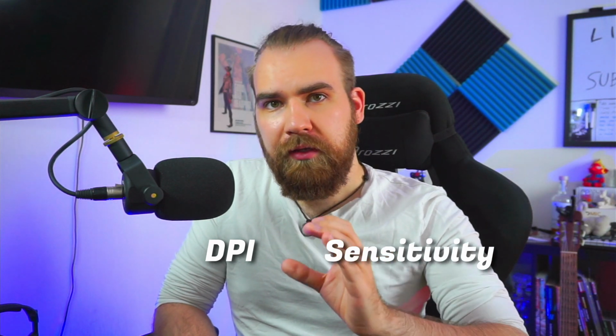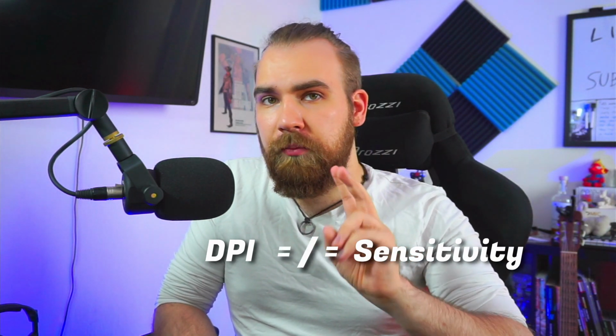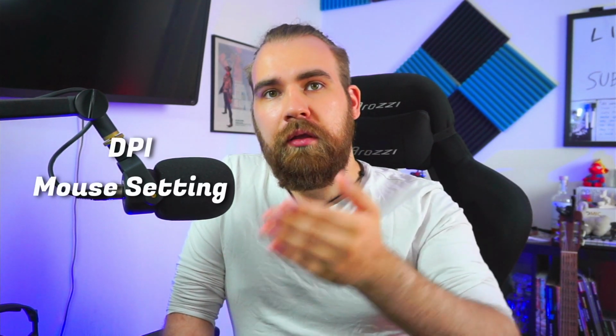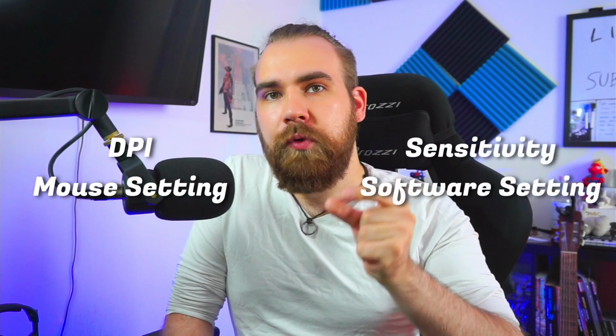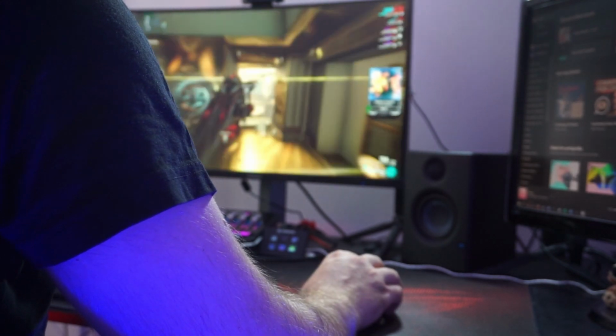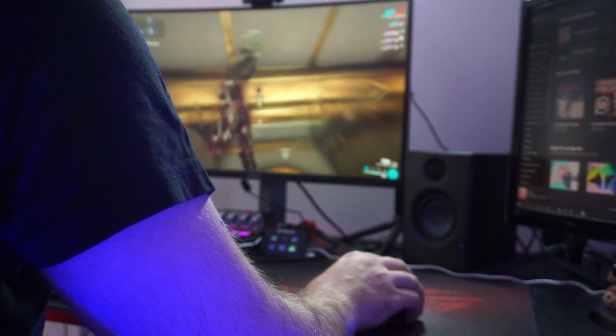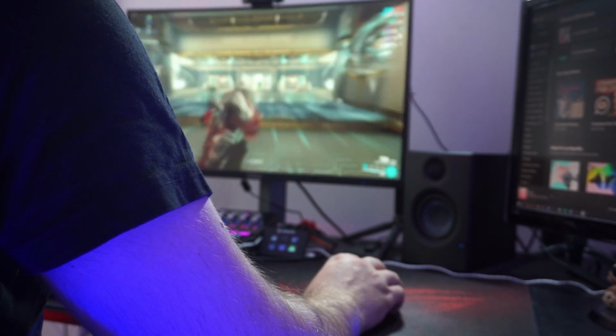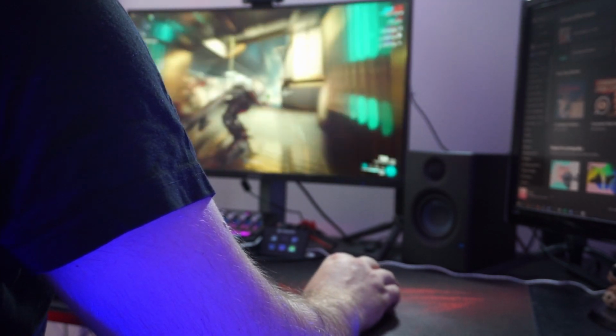Now, one thing that DPI is often confused with is sensitivity. These two are not the same thing. DPI is entirely done in the mouse. Sensitivity is entirely in the software you're using, whether that is any game that you're playing or Windows itself. They are entirely separate, but come together to create how much movement your cursor does in relation to your mouse.